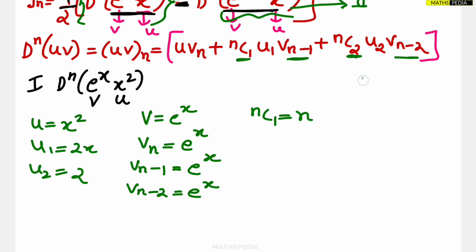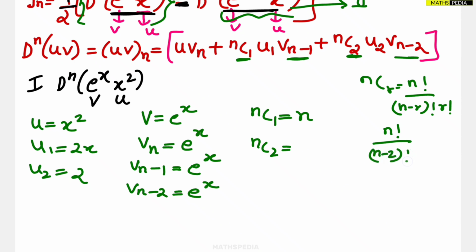Okay. What is nC2? The nCr formula we are having, which is n factorial divided by n minus r factorial into r factorial. So what happens to nC2? nC2 will be how much? n factorial divided by n minus 2 factorial into 2 factorial. What is 2 factorial? 2 itself.